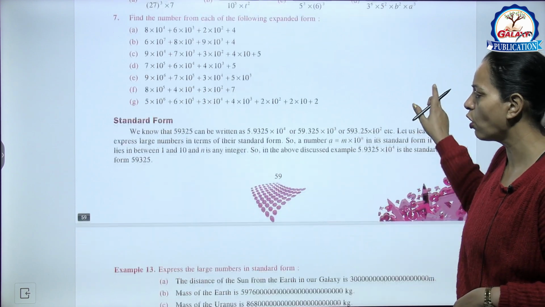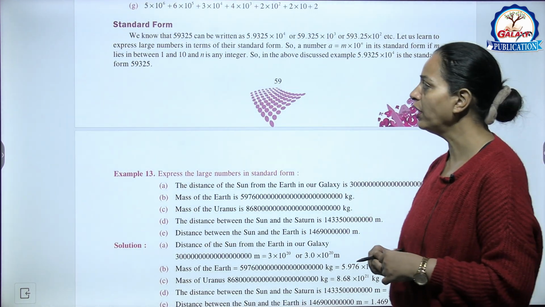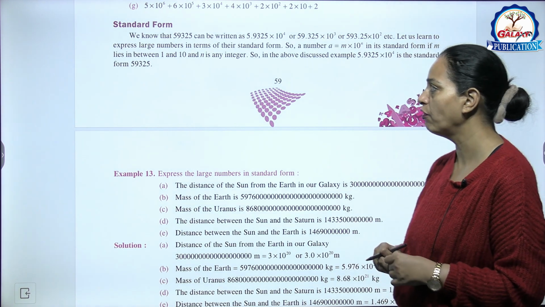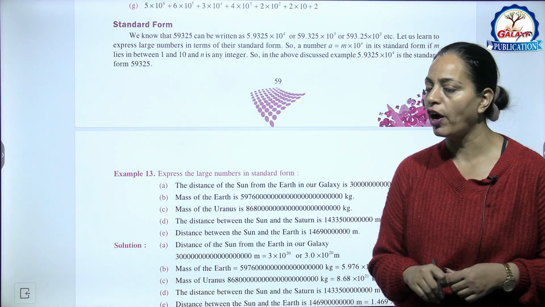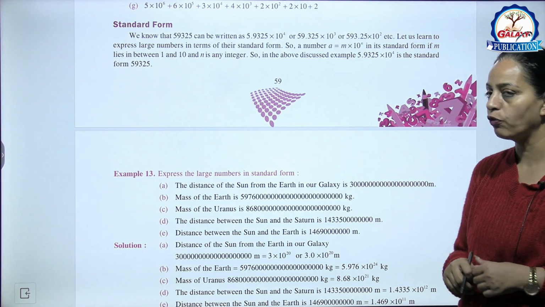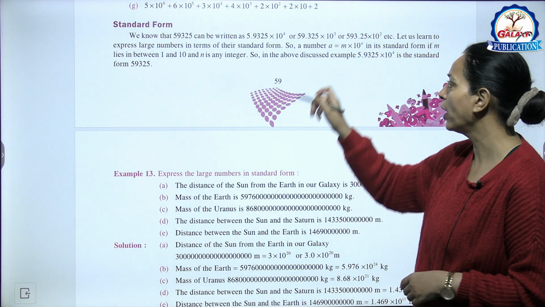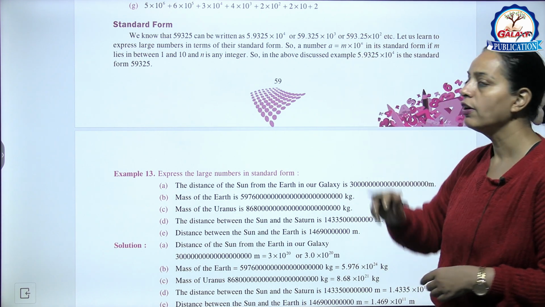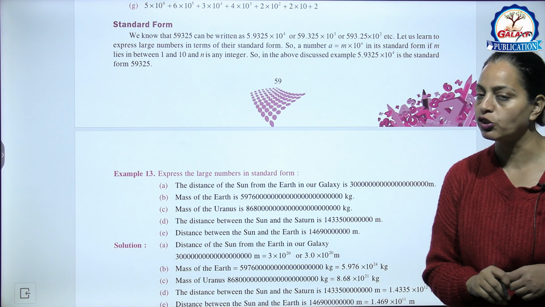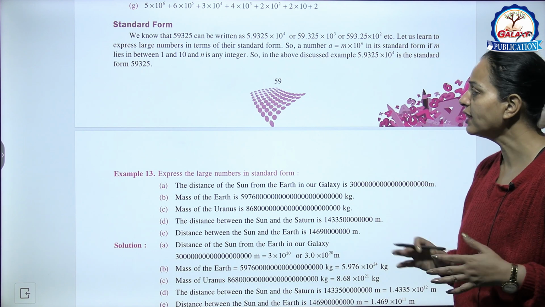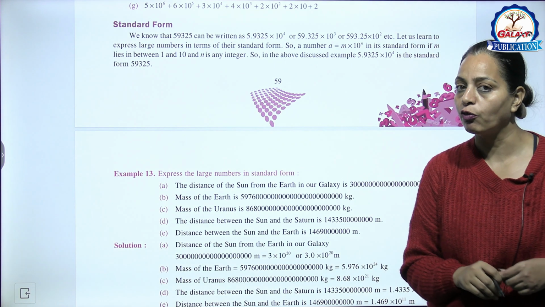Now the next we are talking about standard form. We know that 59,325 can be written as 5.9325 into 10 raised to the power 4 or 59.325 into 10 raised to the power 3 or 593.25 into 10 raised to the power 2, etc. Let us learn to express large numbers in terms of their standard form.